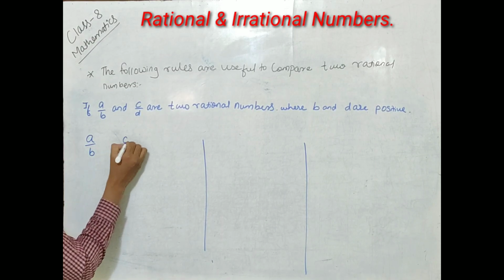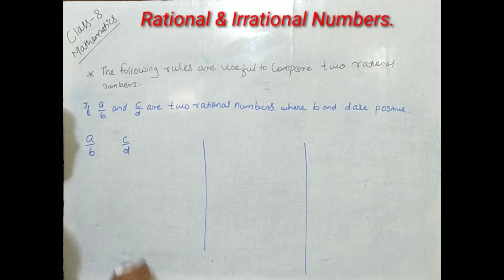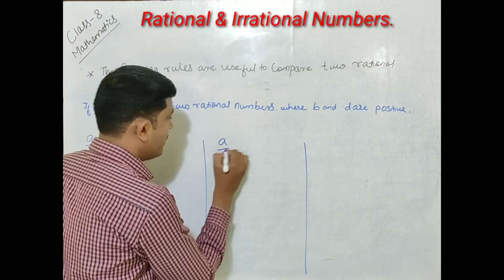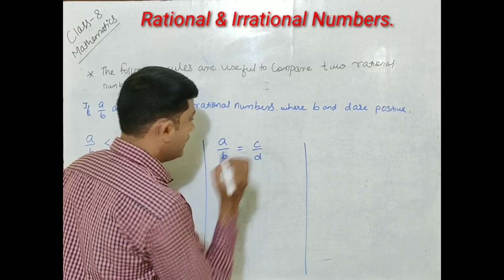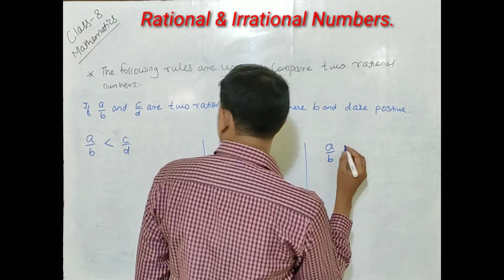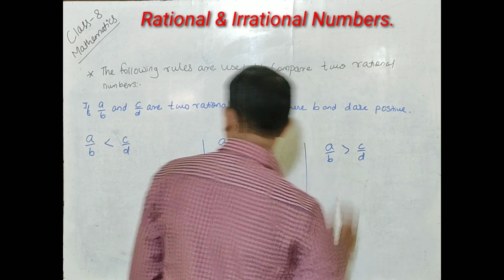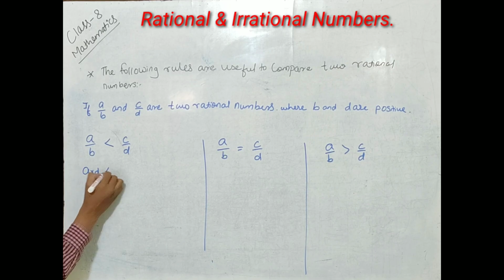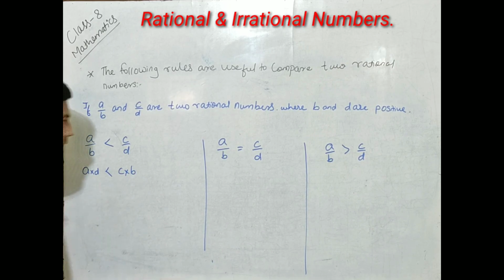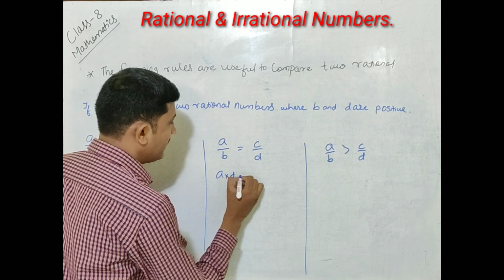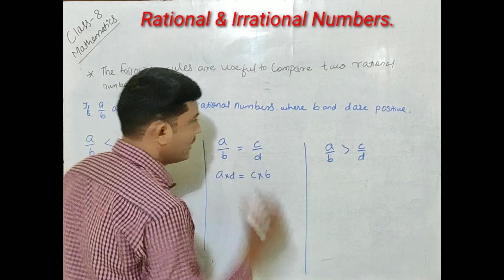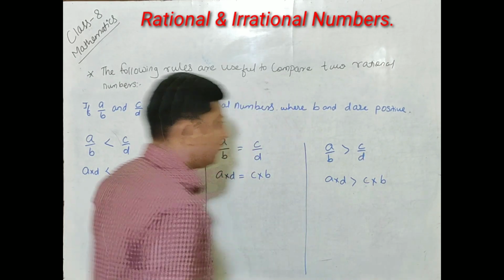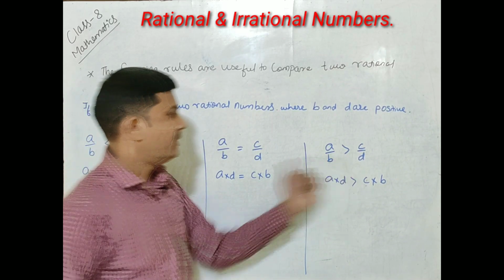First of all, a upon b and c upon d are two rational numbers. If the comparison comes, we use these signs: a upon b is less than c upon d, a upon b equal to c upon d, and a upon b is greater than c upon d. Then if we do the cross multiplication, what do we get? a multiplied by d is less than c multiplied by b. In the same way, a multiplied by d is equal to c multiplied by b. Again, a multiplied by d is greater than c multiplied by b. Okay, good.